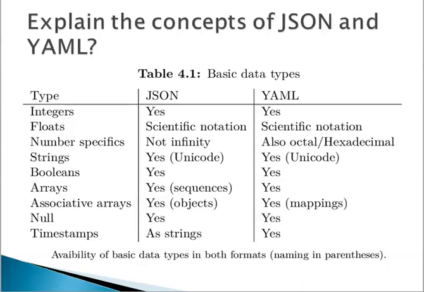Explain the concepts of JSON and YAML. JSON, JavaScript Object Notation, is an open standard format for data storage and exchange. It employs easy to read text and encapsulates data objects, which consist of key value pairs and arrays. Frequently utilized for web applications to communicate with servers, JSON serves as a versatile data interchange medium.